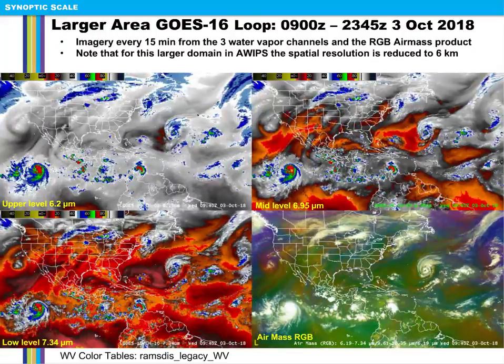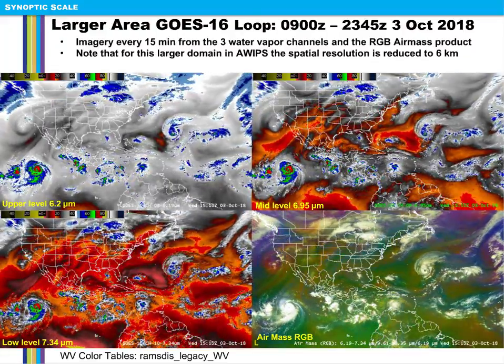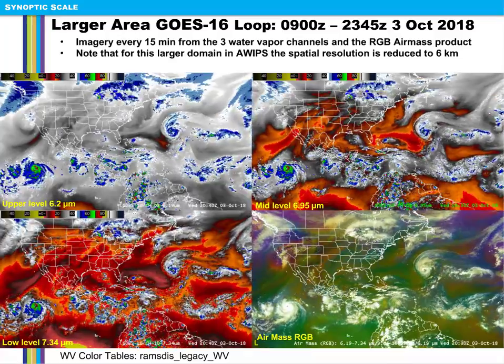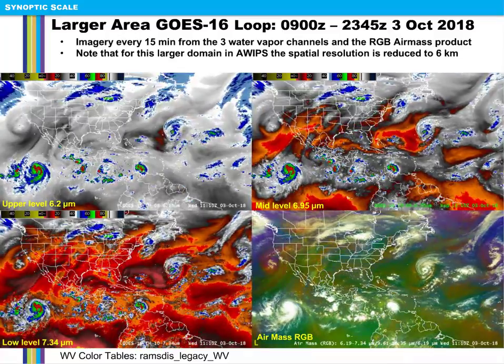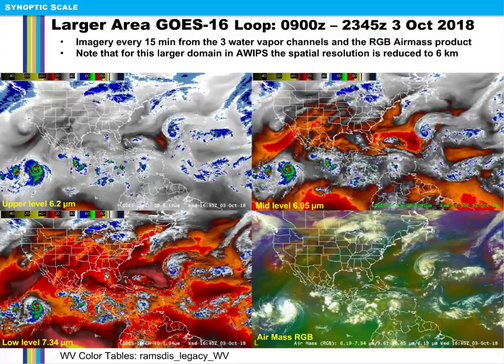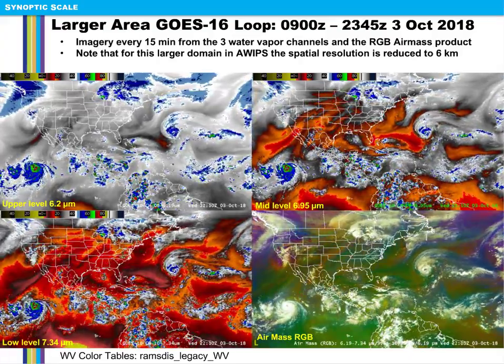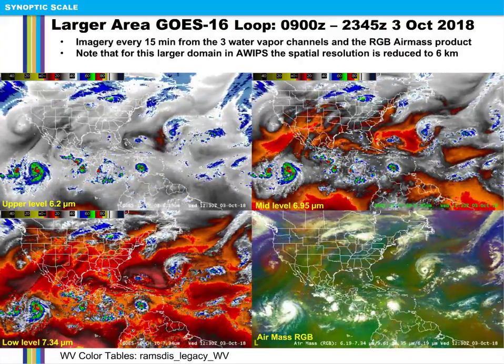Now let's use these ideas as we look at this larger scene using GO16 imagery for this early October 2018 weather pattern. In the lower right panel is the air mass RGB, which can be useful for interpreting synoptic patterns.